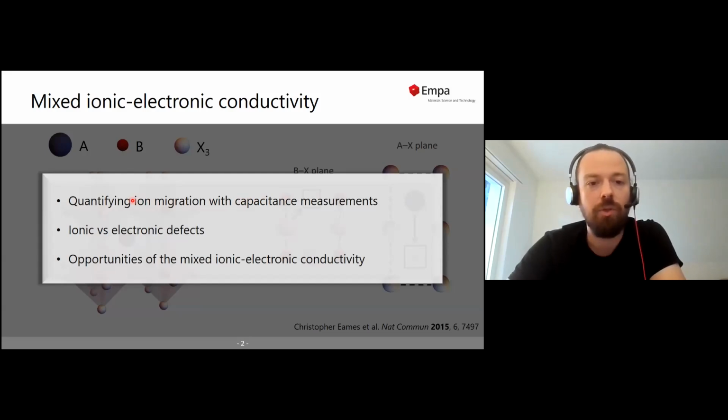And in this talk, I'm going to show you how we can quantify this ion migration with capacitance measurements. I will then show you how we can distinguish between ionic and electronic defects using transient techniques. And then I will discuss a bit about the opportunities of this mixed ionic-electronic conductivity.